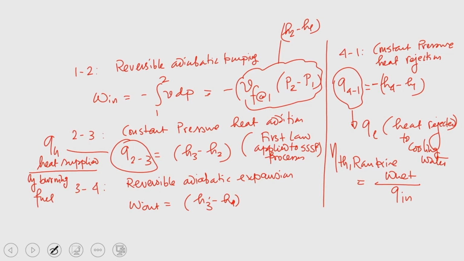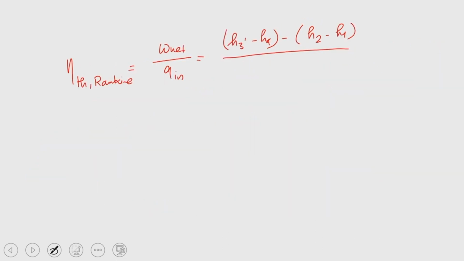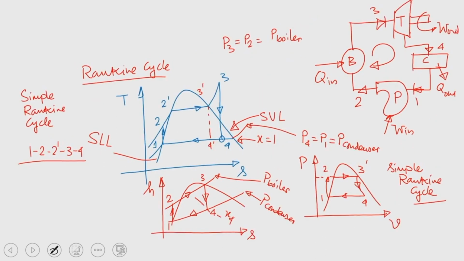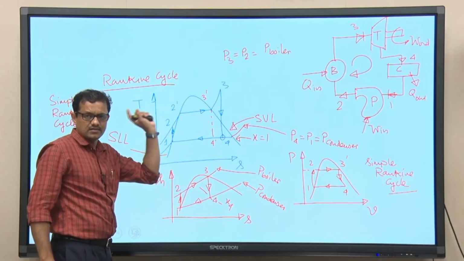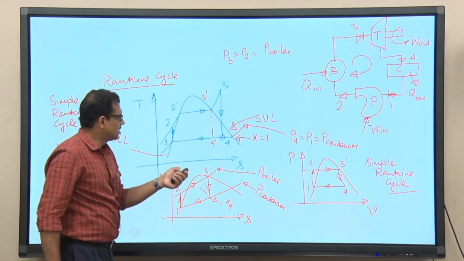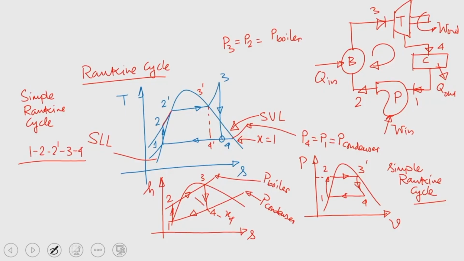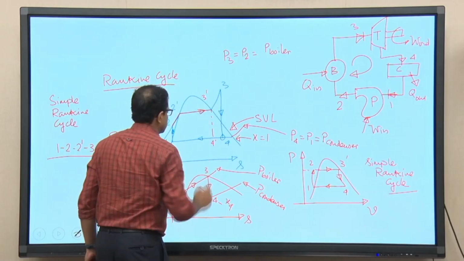So, heat added, heat supplied, H 3 minus H 2. It should be again H 3 prime, because I am using H 3 prime, because I am assuming that the 1, 2, 2 prime, 3 prime, 4 prime is the simple Rankine cycle without superheating. So, there is no modification, just simple ideal Rankine cycle. This is the amount of heat added following this line 2 to 3. Okay. So, this is the case.